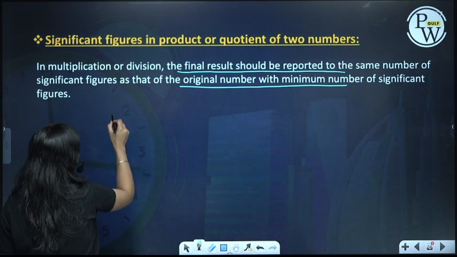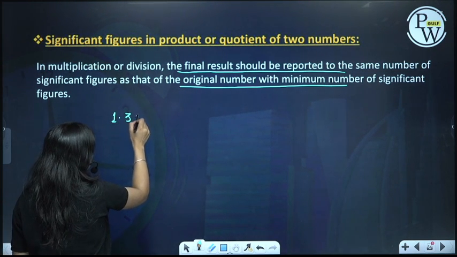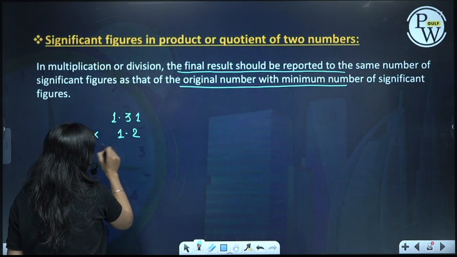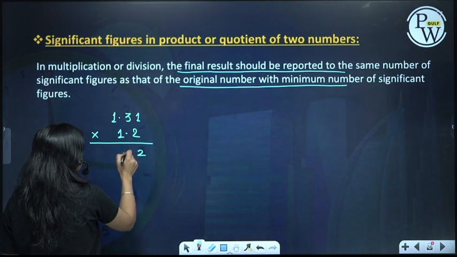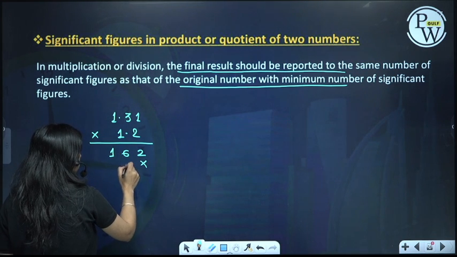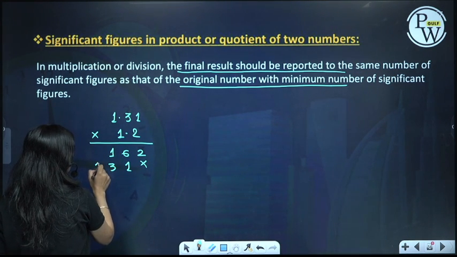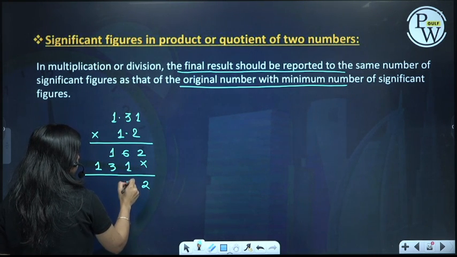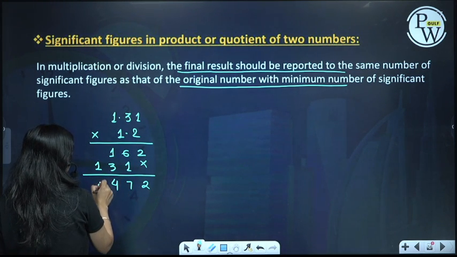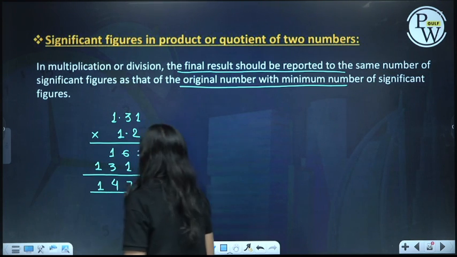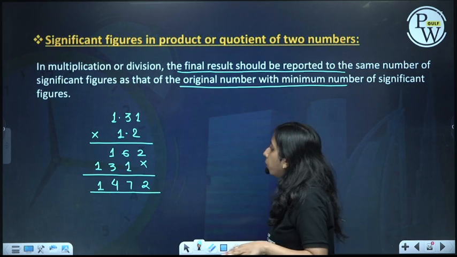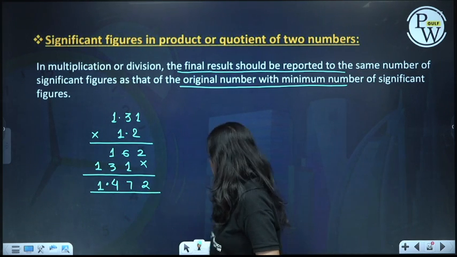Multiply 1.31 with 1.2. 2 ones are 2, 2 threes are 6, again 2 ones are 2, then 1 ones are 1, 1 threes are 3, 1 ones are 1. Now add it. 2, 6 plus 1 is 7, 3 plus 1 is 4, and 1. What we will get is 1.472.